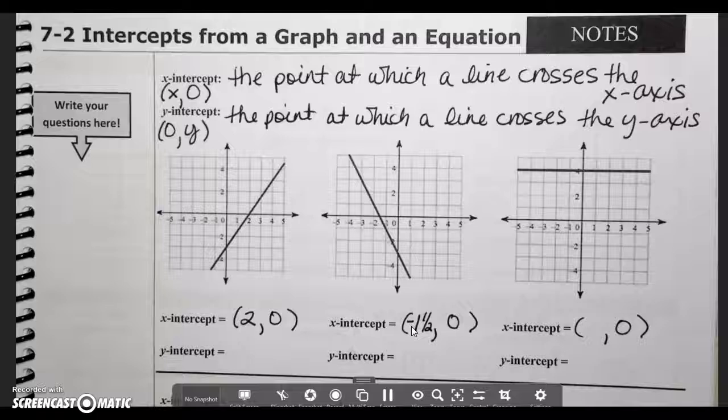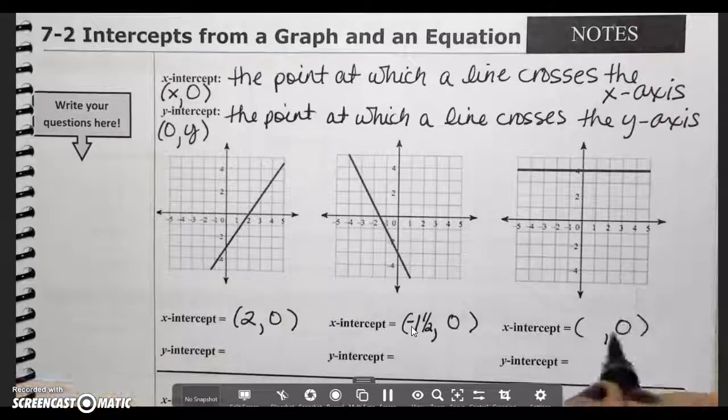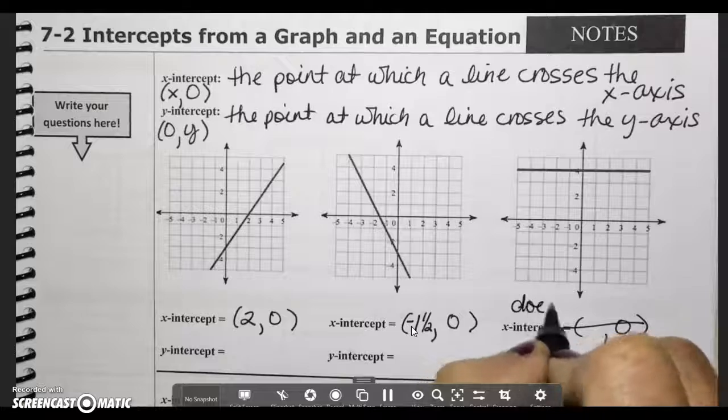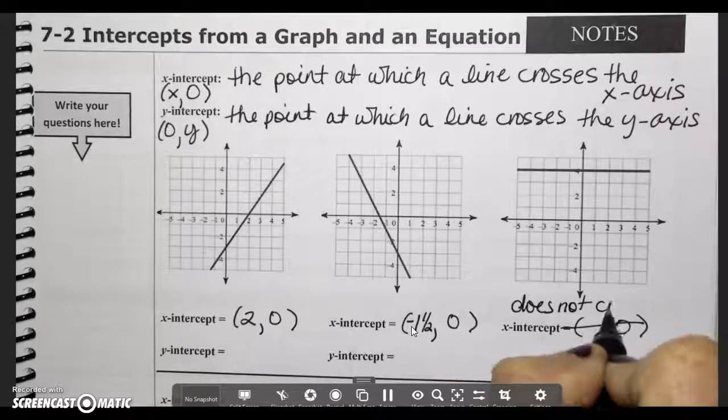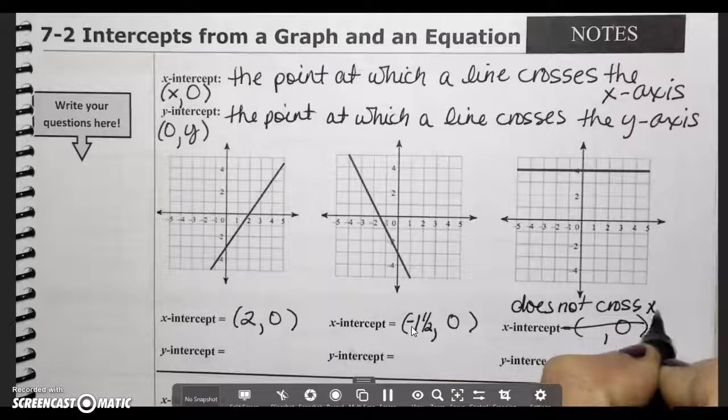Here's an interesting question that we didn't cover on our charts. What's the x-intercept on the third one? Where does that line cross the x-axis? It doesn't cross the x-axis, okay? So for horizontal lines, it does not cross the x-axis.